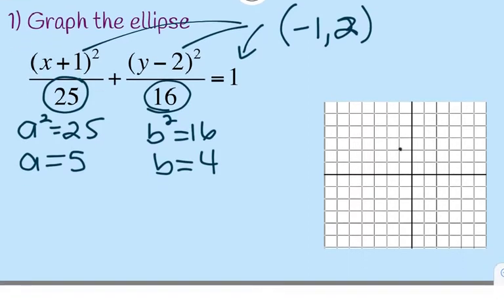So -1, 2 is my center, and then because the a was under the x, I know to go out 5 from here. 1, 2, 3, 4, 5. 1, 2, 3, 4, 5. And the b under the y, 1, 2, 3, 4. 1, 2, 3, 4.